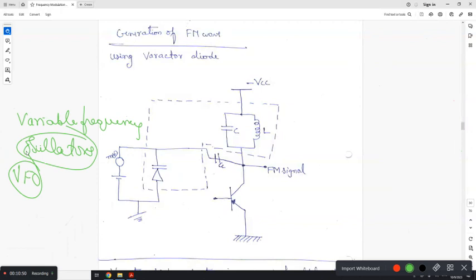Before that, I want to tell you about the fundamentals of the oscillator. How do we generate oscillations? Have you come across the tank circuit? What is called a tank circuit? Have you come across the concept of a tank circuit? Can anybody tell me about the tank circuit? Microelectronics, have you not come across a tank circuit?